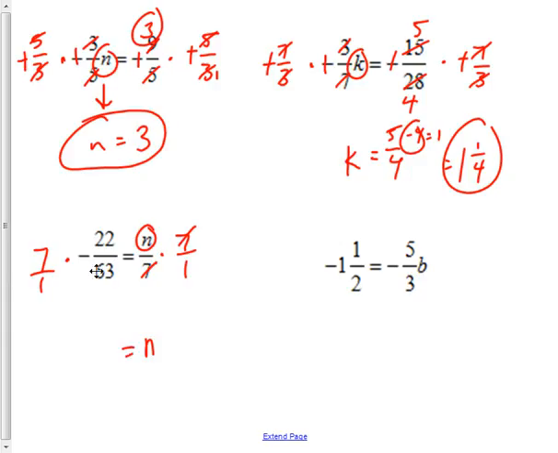Alright, here the 7 and the 63. Okay, the 7 is gone. The 63 can be a 9. And this is just a 1. So I have negative 22 over 9.